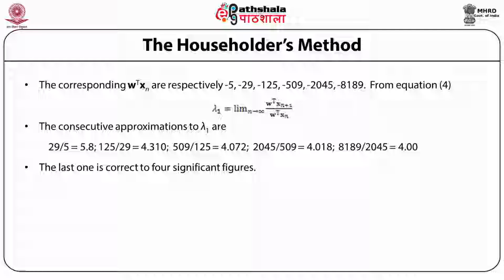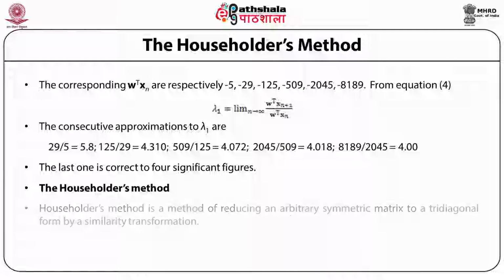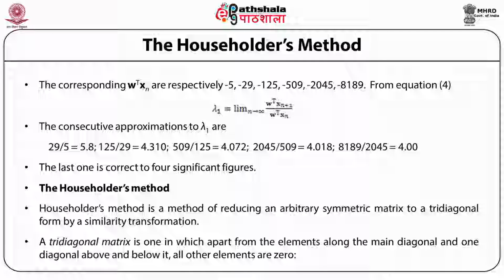Now the next method is Householder's method. This is a method of reducing an arbitrary symmetric matrix to a tridiagonal form by a similarity transformation. A tridiagonal matrix is one in which, apart from the elements along the main diagonal and one diagonal above and below it, all other elements are 0.